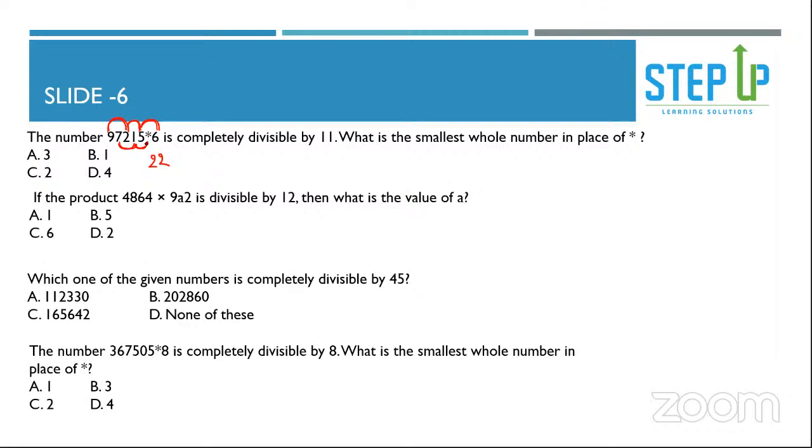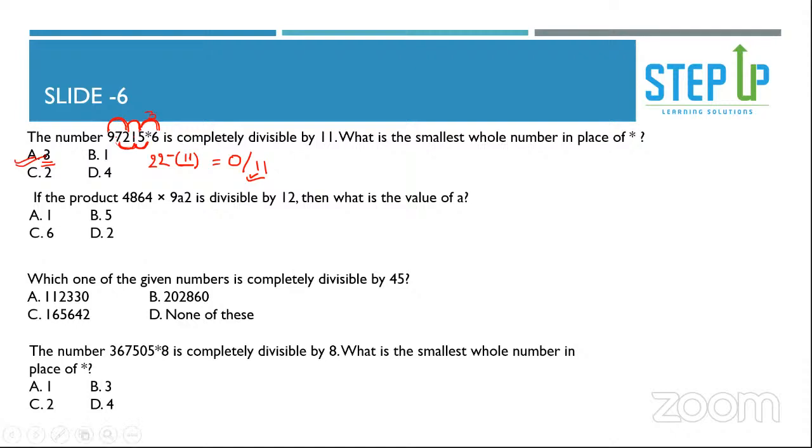Such that the number is divisible by 11. 7 plus 1, 8, 8 plus what? Such that when I subtract this number, I get either 0 or 11. 0, there is no chance because the options are so big. So if I take the first option, if I take 3 here, 7 plus 1, 8 plus 3, 11. So 22 minus 11 is giving me 11. It means that, yes, that's your answer. 3 is the answer.